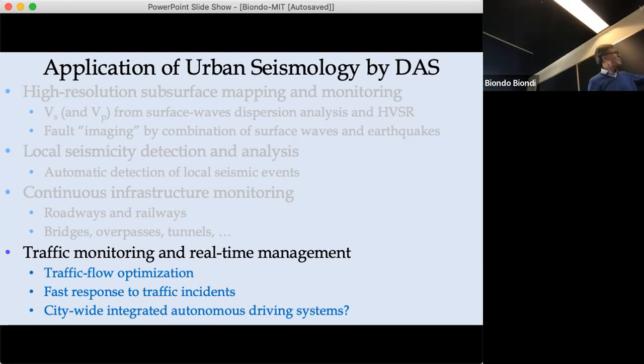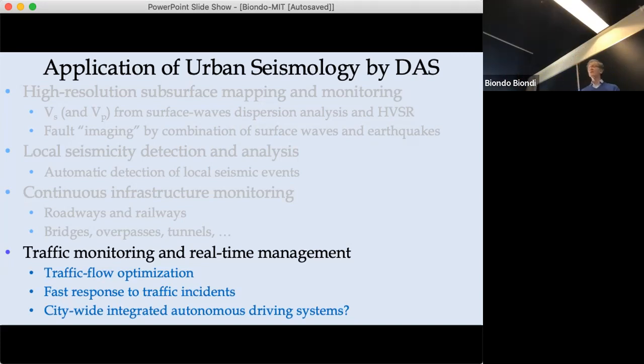This is a question mark, but my bet is that within 10 years we may have a prototype for autonomous vehicles in the city, where there will be an integrated system that includes this kind of measurement. Not sure, because I think the focus is to have each car be autonomous as an individual, not relying necessarily on other cars. But I think that a solution would be integrated, using many different sensors.